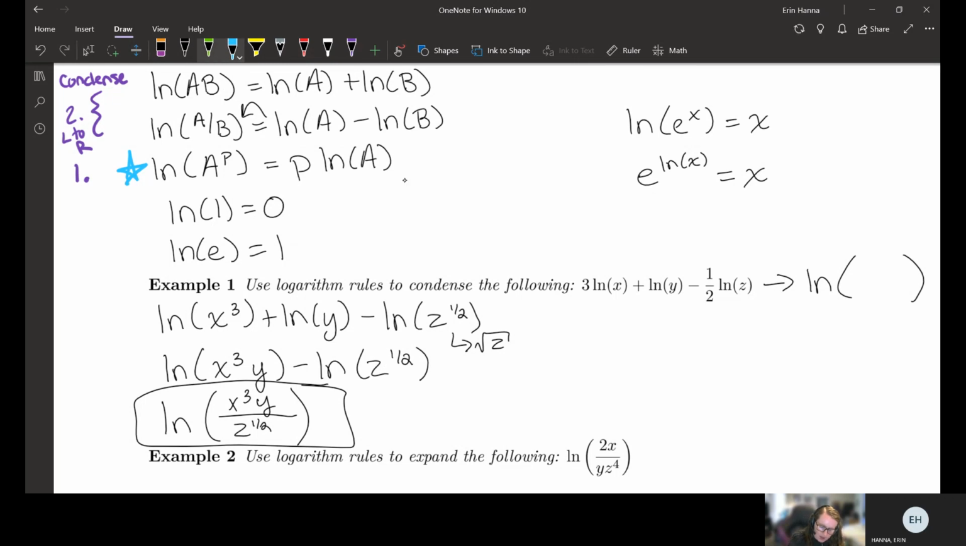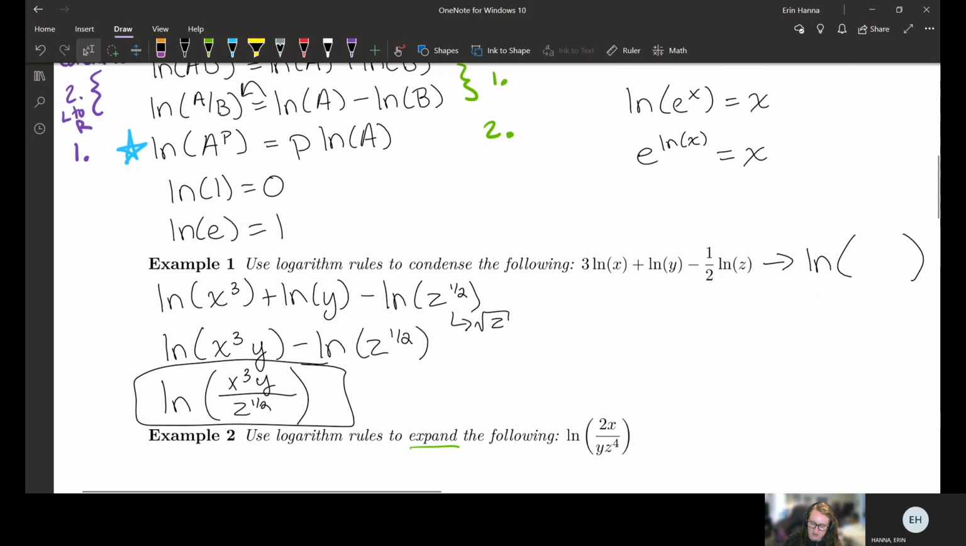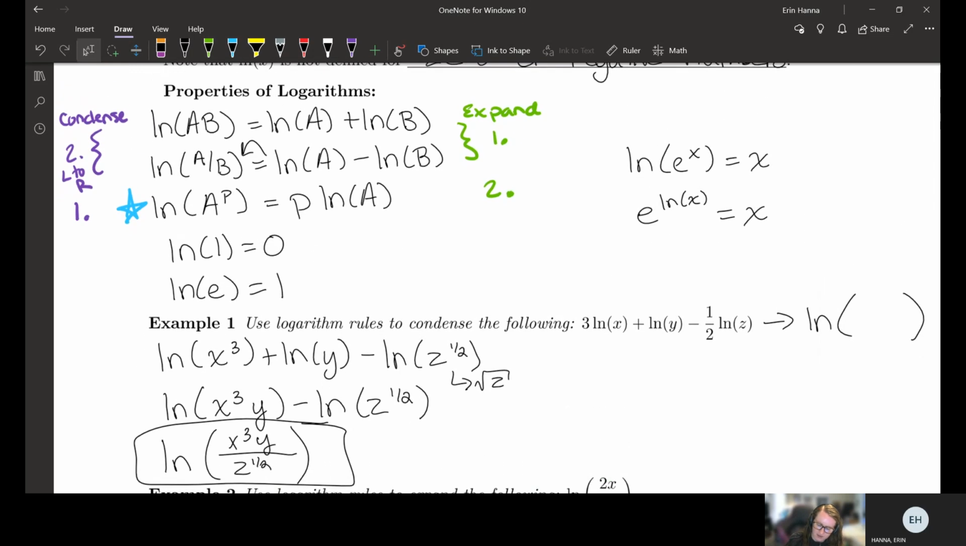And so now say I want to go the opposite way. I want to expand the following. So if we're expanding, kind of use these rules first and then take care of the powers. So you kind of go backwards to the condensing step, which makes sense. Unfortunately, I have to scroll down past these rules. But the first thing you should take care of, actually, let me break this up even further.